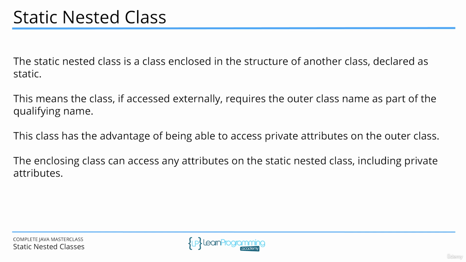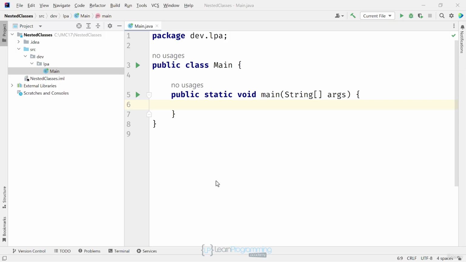The enclosing class can access any attributes on the static nested class, including private attributes. Let's look at this in code. I've created a new project called Nested Classes for this video.